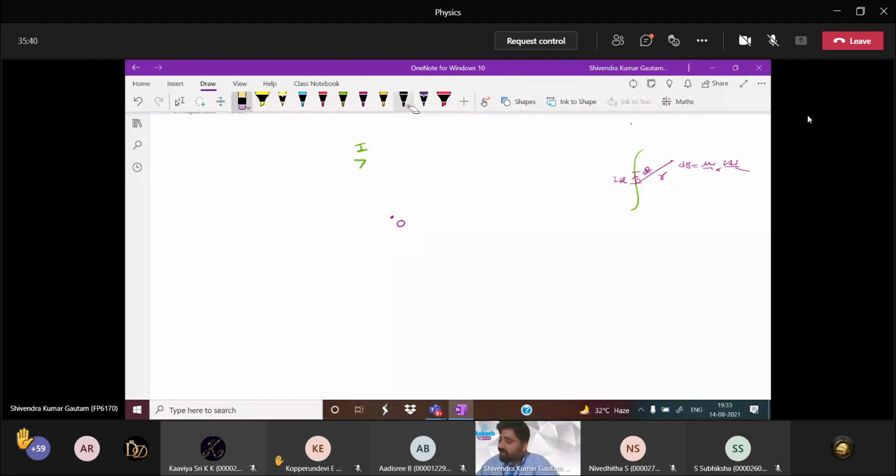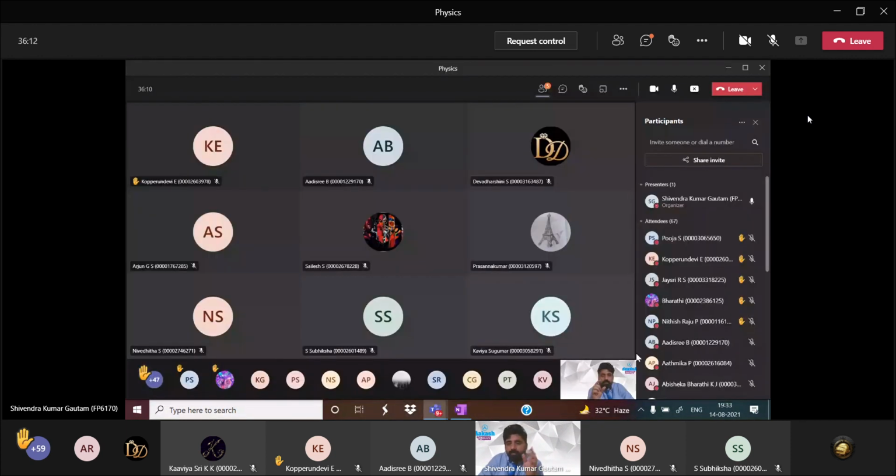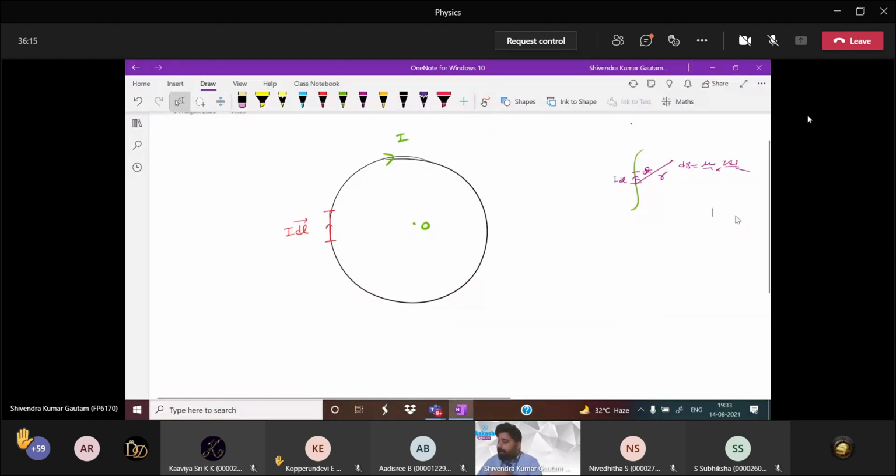The loop carries current I, and this is the current element we are selecting. Like this we selected one element, I dl. It is a very small element. I am drawing it big here to make you understand. Now, from the element, the distance r is variable in general, but here we are calculating at the center.